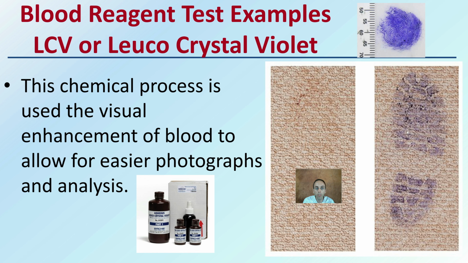We also have the LCV, or the leucocrystal violet test. This is a chemical process used to visually enhance blood that allows for easier photography and analysis from there on. Here we could see the image where we don't really see much of a footprint, but here we spray it with crystal violet. We could see that purple color becomes much more evident. A lot better to photograph and be able to carry on for further parts of the investigation. Here we see the same thing again with a fingerprint.